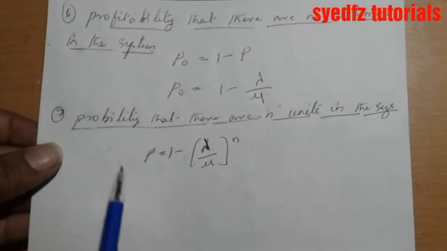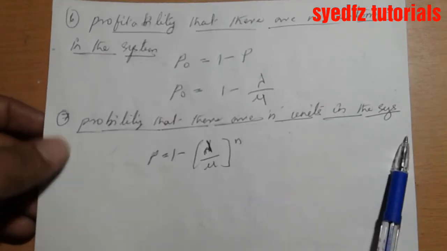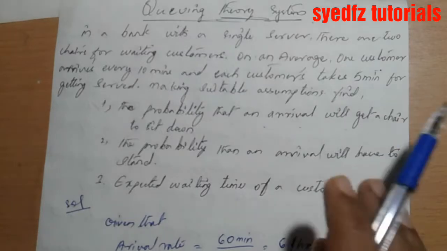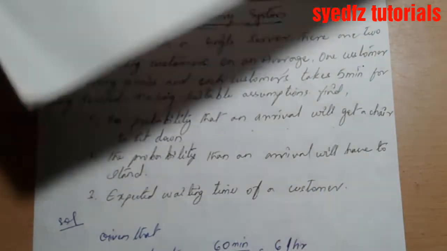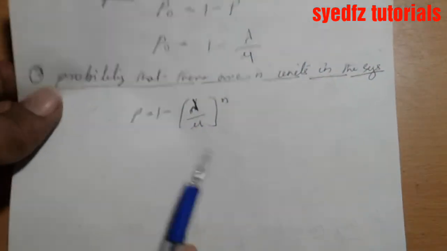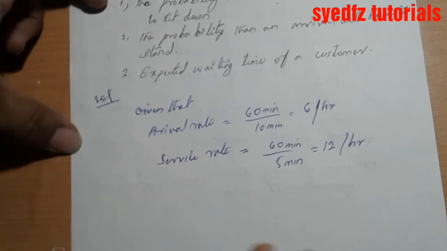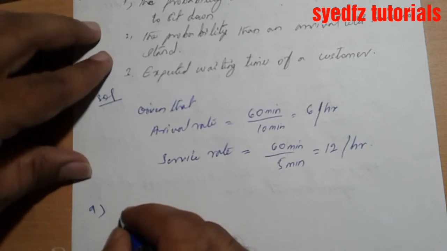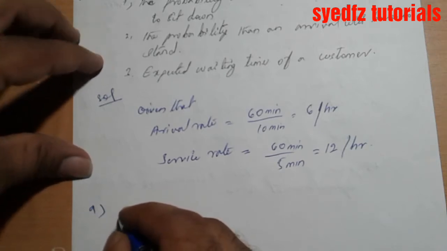So what do we have to select? The probability that there are n units in the system. N units means number of persons in the system. So there is a chance of getting a chair. These are the chances when they will get a chair to sit down. So this is the formula we have to take. First, the probability that an arrival will get a chair to sit down.